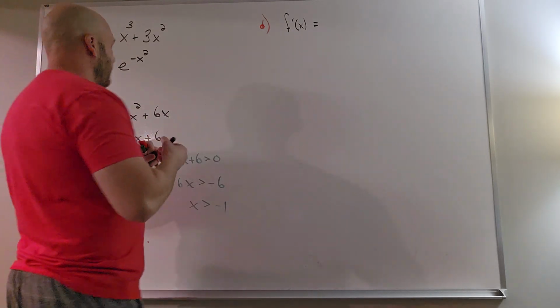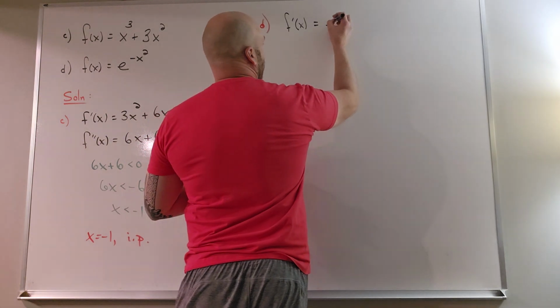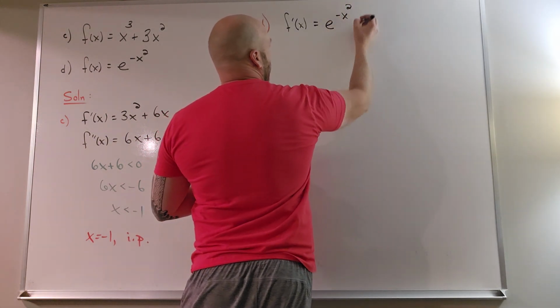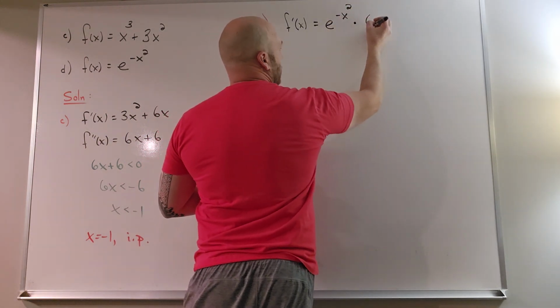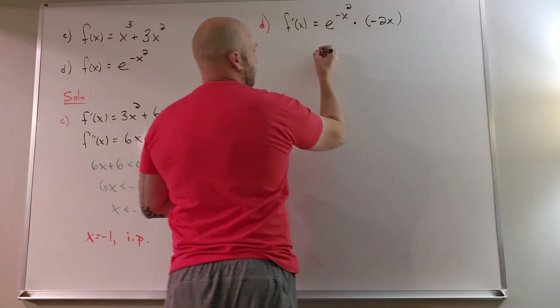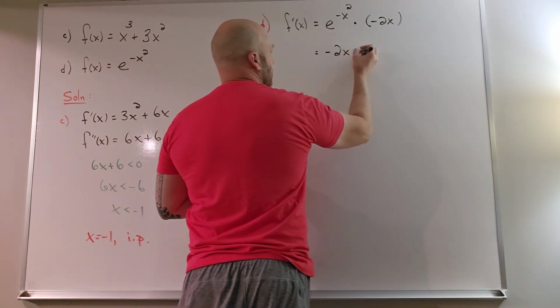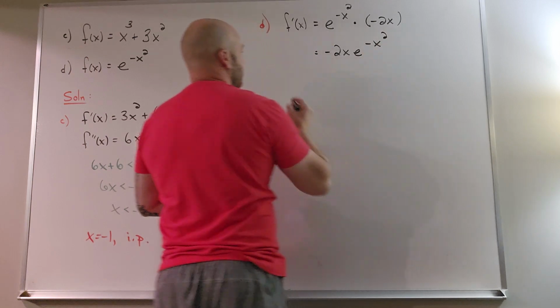Anyway, f prime is going to be e to the negative x squared, and then take the derivative of the inside, which is negative 2x. So I'll just rewrite that, negative 2x, e to the negative x squared.